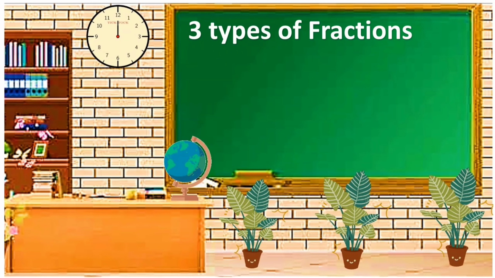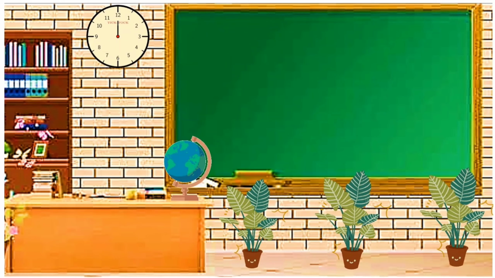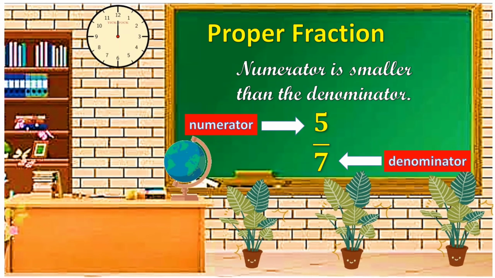There are three types of fractions, and these are proper fraction, improper fraction, and mixed fraction. Proper fraction: the numerator is smaller than the denominator. Example, 5/7. 5 is the numerator and 7 is the denominator.